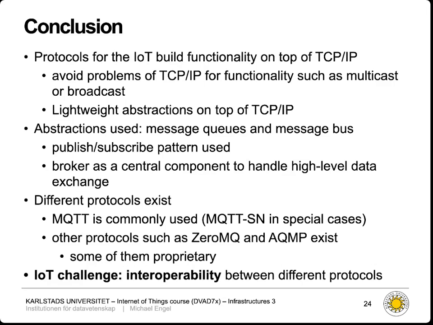We've seen a number of details on MQTT, which is commonly used. We've seen a scaled down version, MQTT-SN. We've seen at least that there are other protocols like 0MQ and AMQP that exist. Some of them are actually proprietary, so you don't get free access to the standards. For some of them, you at least get a free implementation, but not a standard, so you have to read the standard from the implementation.